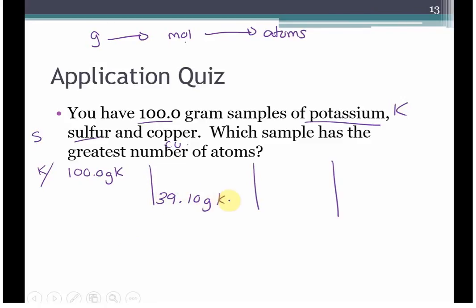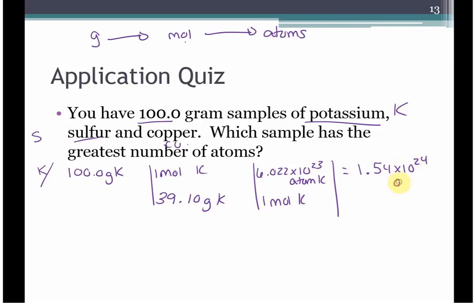So here we have 39.10 grams of potassium every time we have 1 mole. And then every time we have 1 mole of potassium, we get 6.022 times 10 to the 23rd atoms of potassium. So in our calculator, we have 100 times 6.022 times 10 to the 23rd divided by 39.1. And you get 1.54 times 10 to the 24th atoms of potassium.